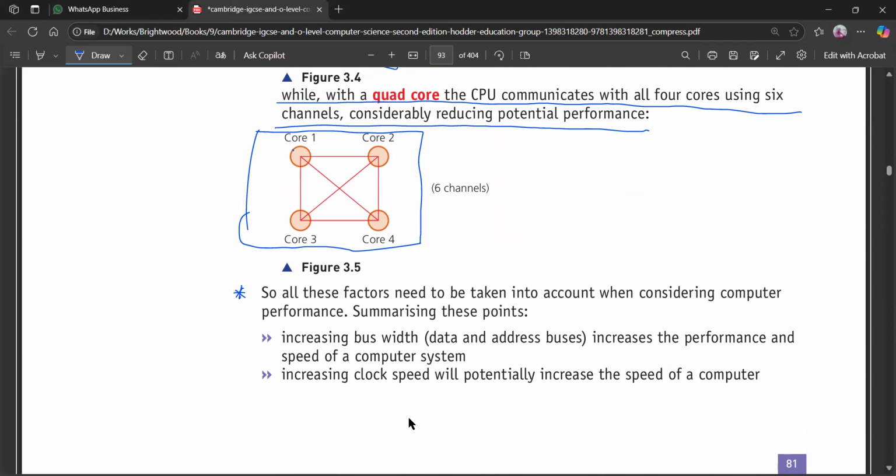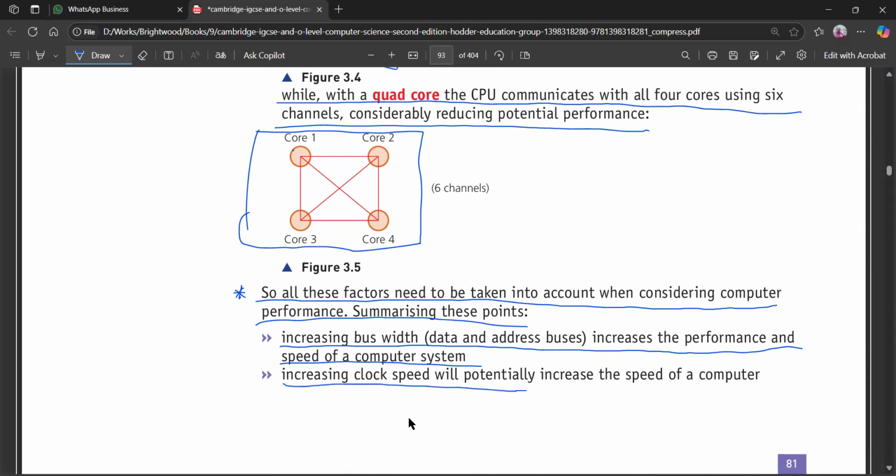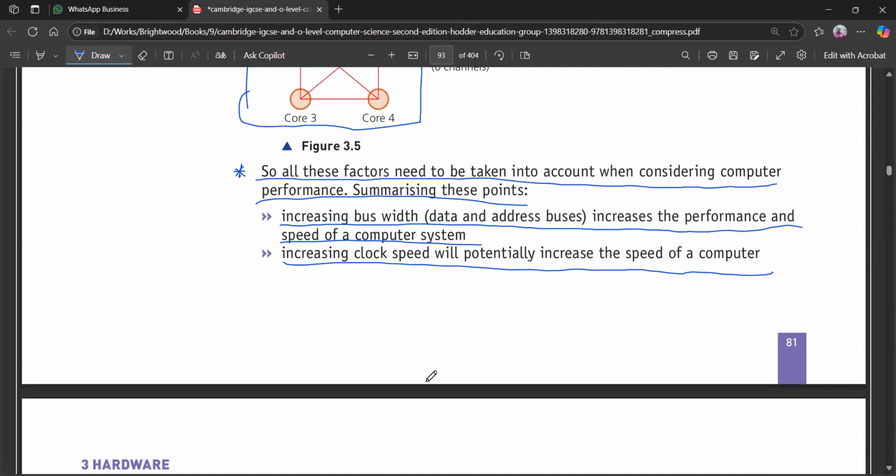So all of these factors need to be taken into account when considering computer performance. When you summarize this point, increasing the bandwidth of the data and the address bus increases the performance and the speed of the computer system. Another thing, increasing the clock speed will potentially increase the speed of the computer. That too is very important. Okay.